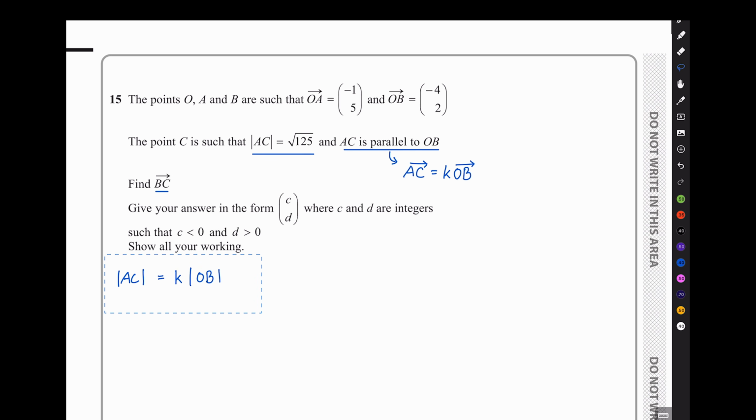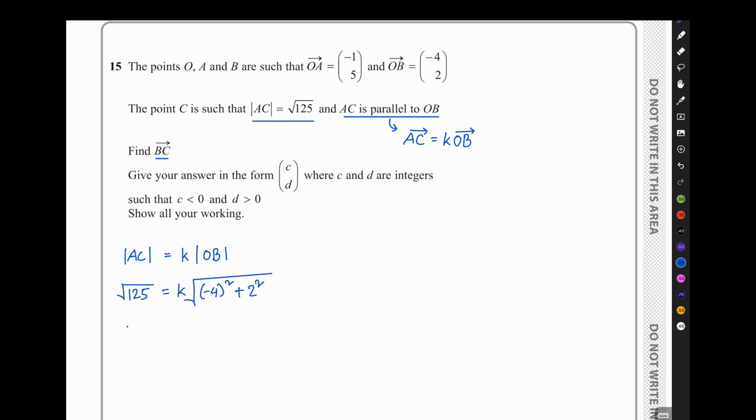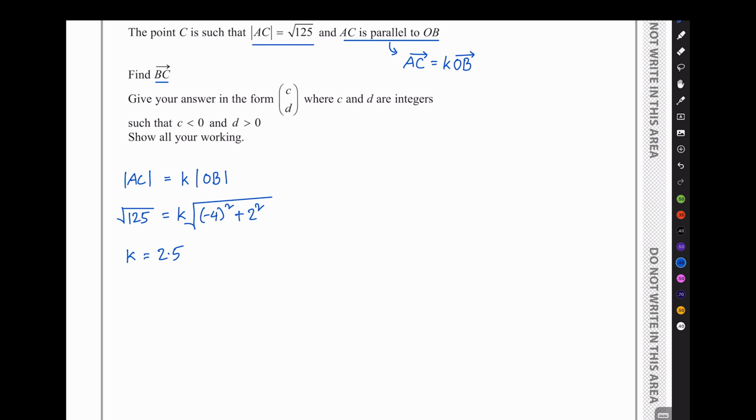I already know the length of AC, which is square root of 125. That equals K multiplied by the magnitude of OB. What's the magnitude of OB? It's the square root of negative 4 squared plus 2 squared, or you could write 4 squared, it's the same thing. So we can easily find the value of K, which comes out to be 2.5.